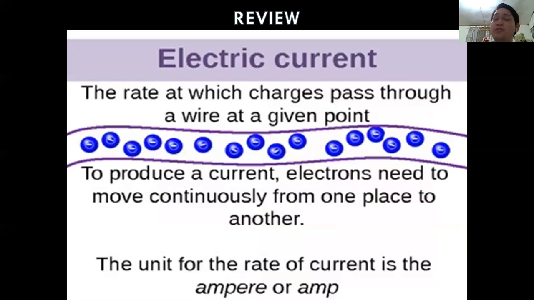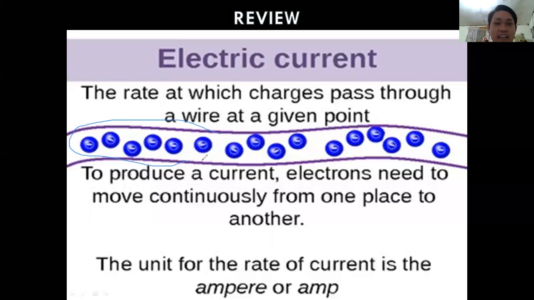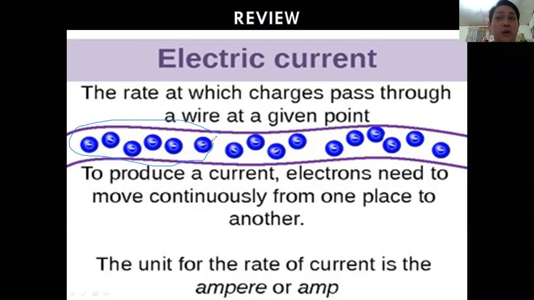Next, we also defined last week electric current. We define an electric current as the rate at which charges pass through a wire at a given point. So to produce a current, electrons need to move continuously from one place to another, as you can see in the illustration. Can you see the electrons flowing or moving continuously from one place to another?